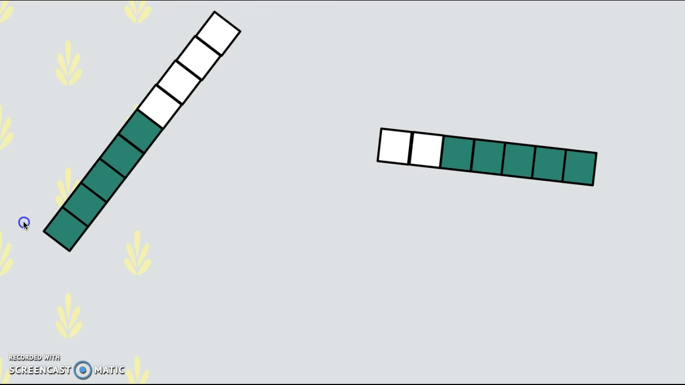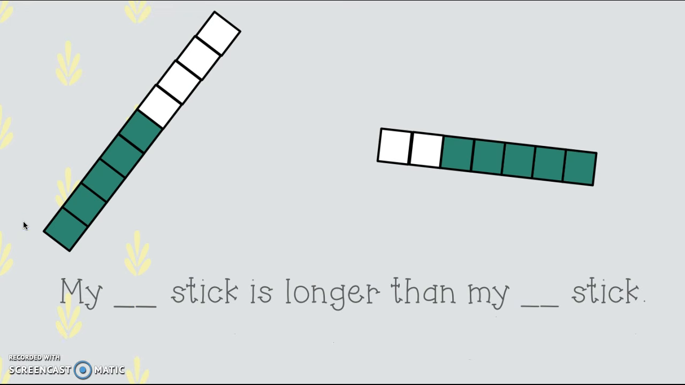All right, let's try another one. Ooh, I'm going to go ahead and put up the sentence, and I want you to tell me what the answer is going to be. I'm not even going to check you to see if you can count those until we put them into our sentence. So why don't you press pause while you figure this out? My blank stick is longer than my blank stick.